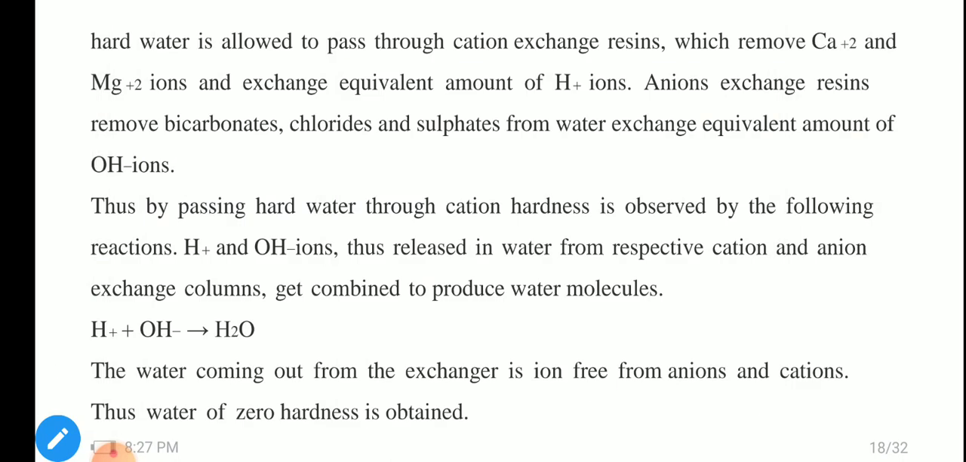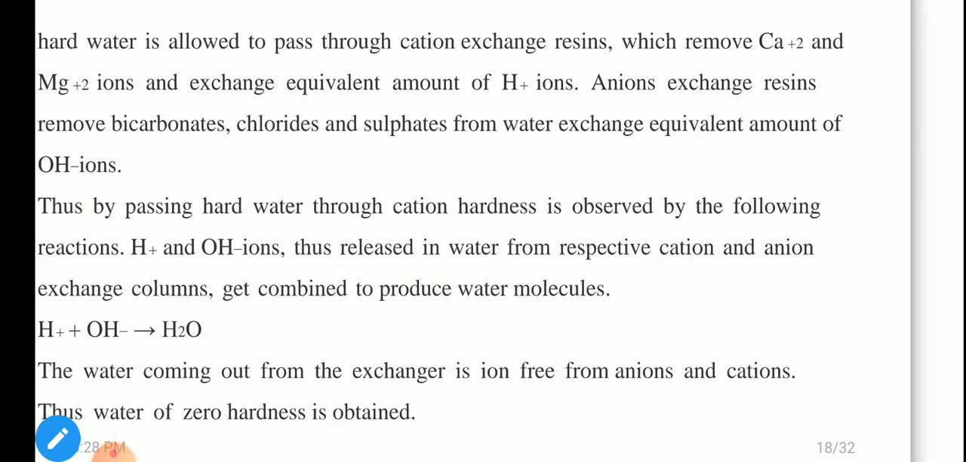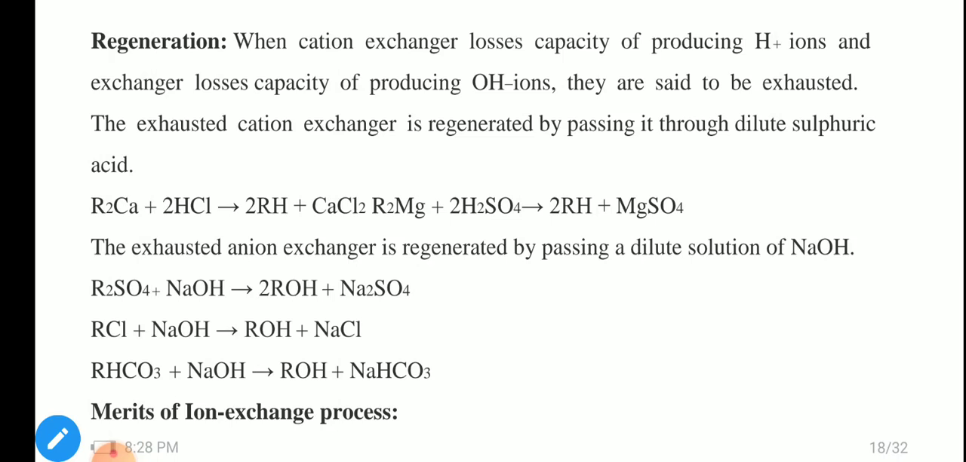So the water that we get from this method is having hardness 0 to 2 ppm. That is, we can remove all the hardness present by this method. So thus by passing hard water through cation, hardness is absorbed by the following reactions. The water coming out from the exchanger is free from cation and anion. Thus the water is zero hardness. That is, we get zero hardness water from this method.